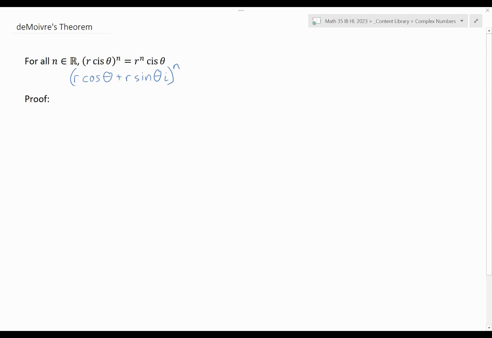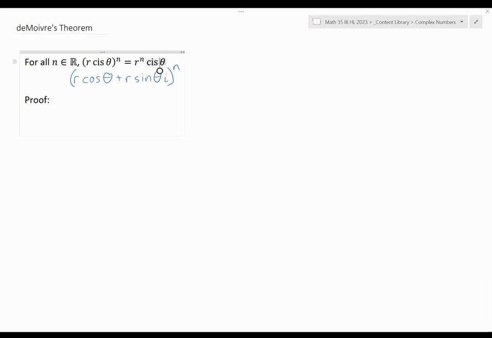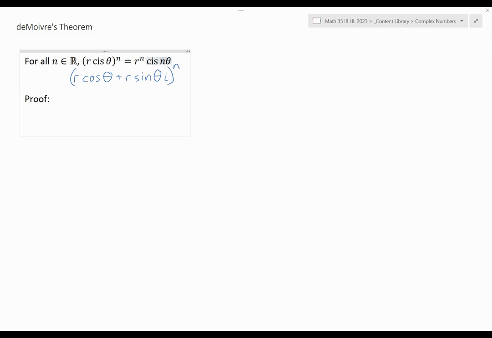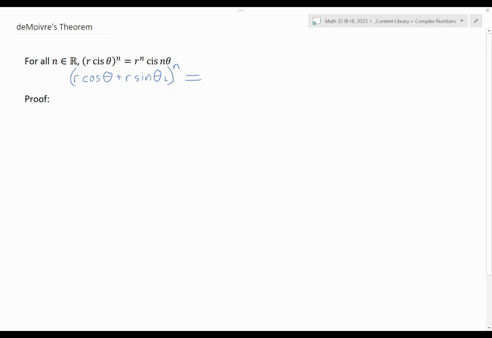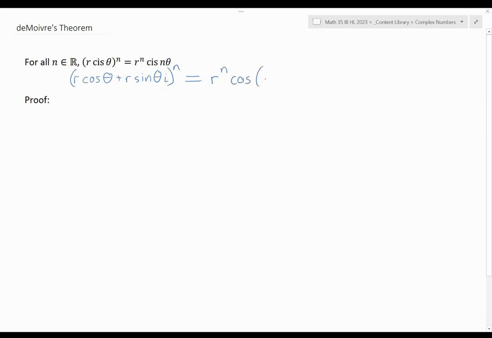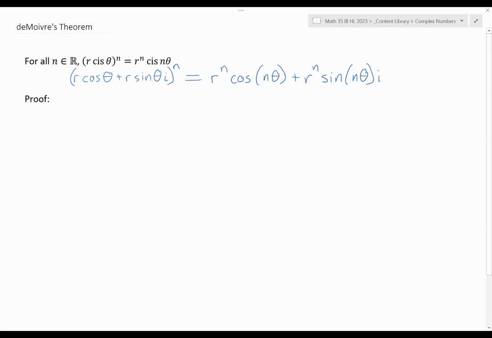Oops, there's a typo in this theorem here. Let's fix that. There should be an n there. That's kind of critical. We can actually evaluate this much more easily than having to use a binomial expansion, as we would have to do if all we had was this Cartesian or rectangular form. This is going to be r to the power of n cos n theta plus r to the power of n sine n theta i. That would be the imaginary part of it. So remember, that's what that cis notation means.